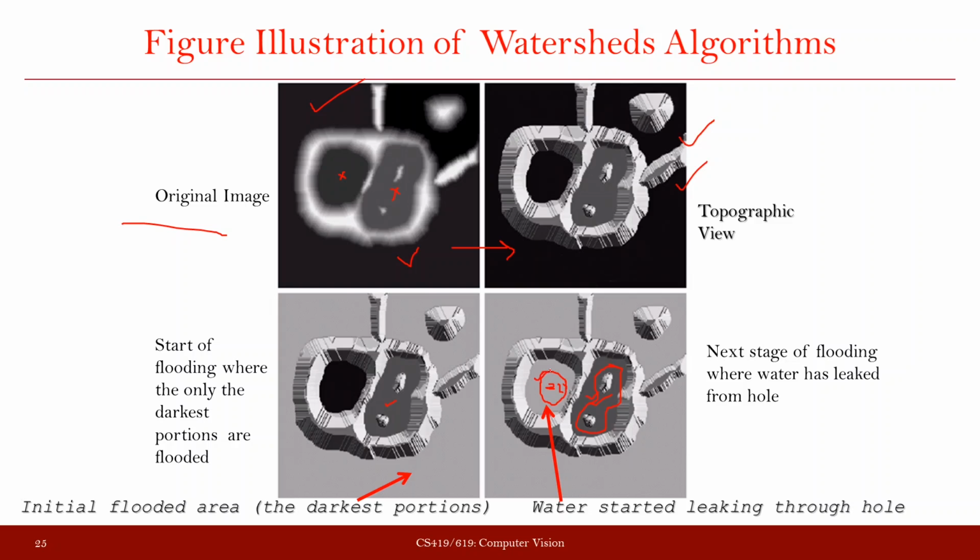Because why this? Because you see from the nature of this topographic view, as you are moving, let's say from here to here, this side the intensity is increasing. So initially you had only these many pixels included in this region, but as you increase your intensity level to the next level, more pixels will come and join this region. And this will keep happening.